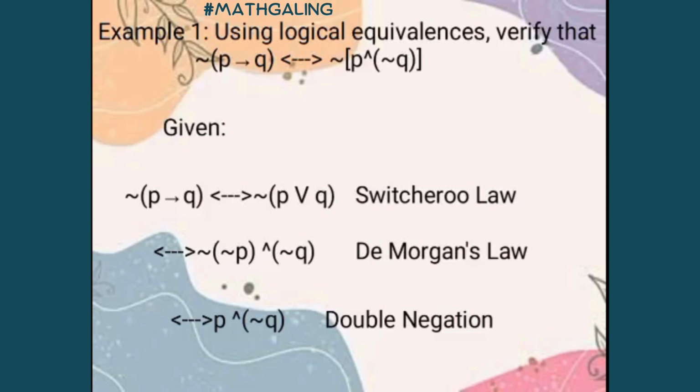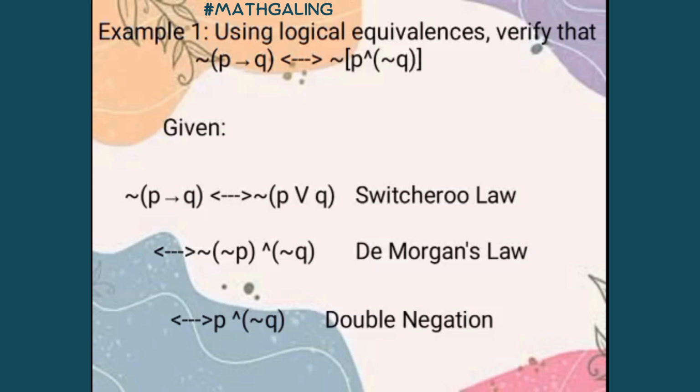Okay, here's example 1. Using logical equivalences, verify that the negation of P → Q is equivalent to P and not Q. So we need to verify if the negation of P → Q is equivalent to P and not Q.